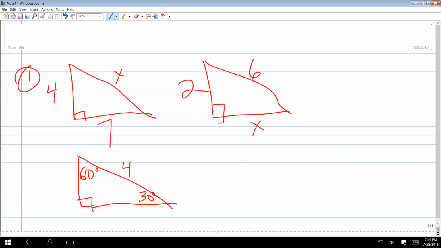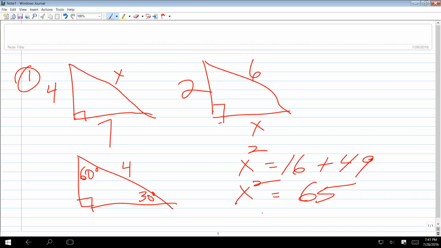Okay, so it's 4 squared plus 7 squared equals, so then it would be 16 plus 49, that would be 65, and then you'd square root it, right? Yeah.